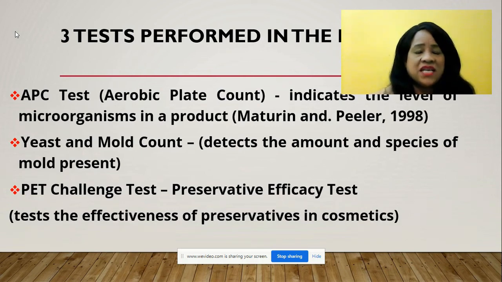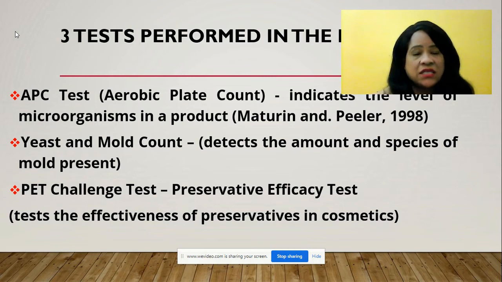There are three tests that are performed in the lab. Now, these are not the only three tests performed in the lab, but these are three popular tests. First you have the APC test, which is known as the Aerobic Plate Count, and it simply indicates the level of the microorganisms that are found in a product. And you'll notice that I did cite the source where this information came from. Also, you have the yeast and mold count test, which detects the amount and the species of mold that's present.